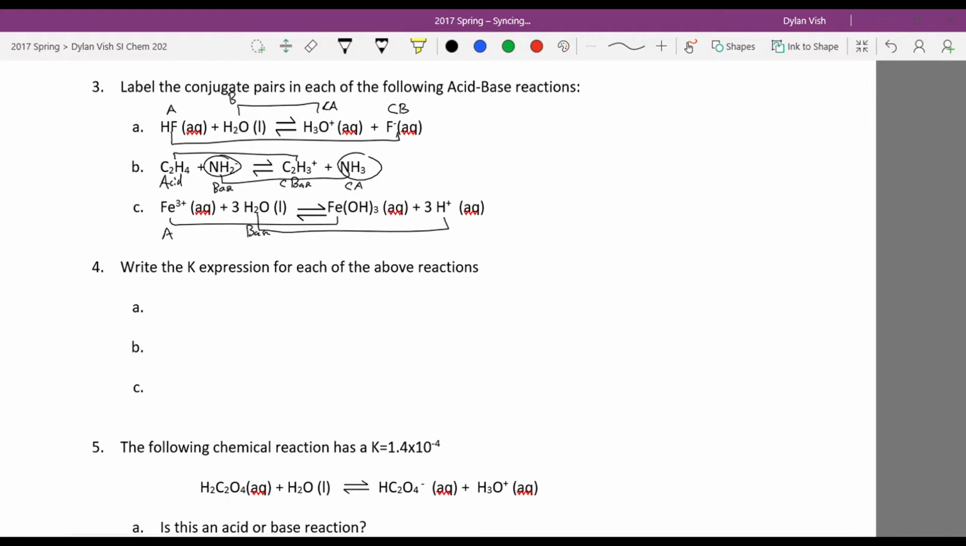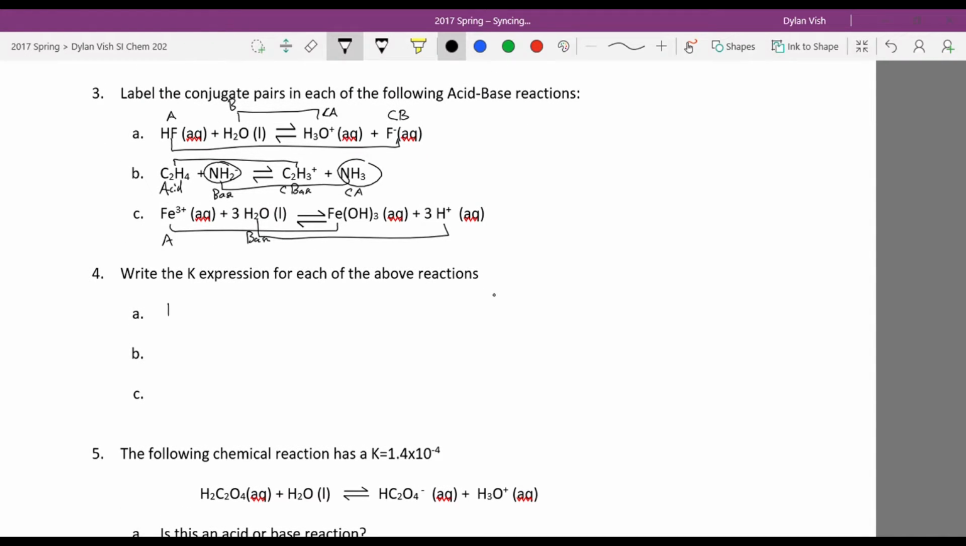Cool. So let's write the K expression for each of the above reactions. The first one, we have products over reactants, right? It's going to be F minus, H3O plus, all over our HF concentrations. Now remember, H2O is a liquid, so we do not include it.